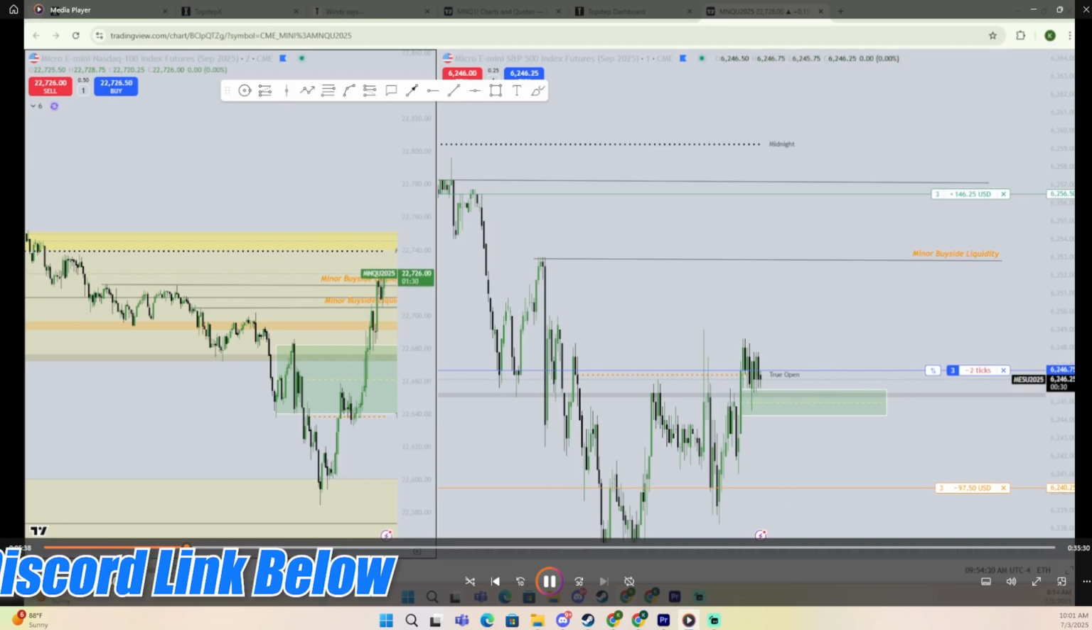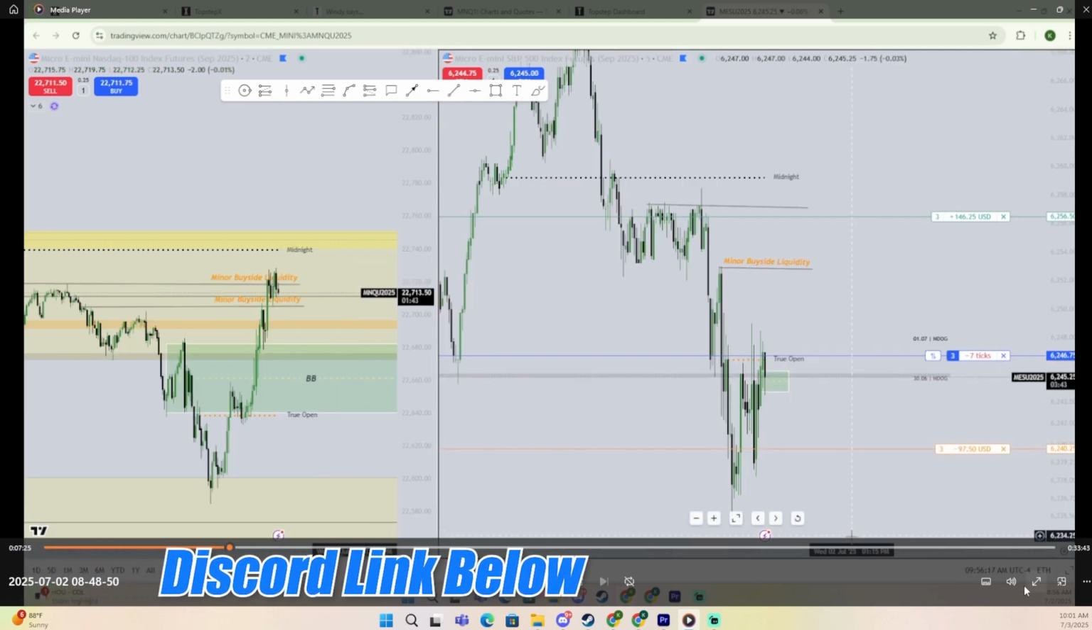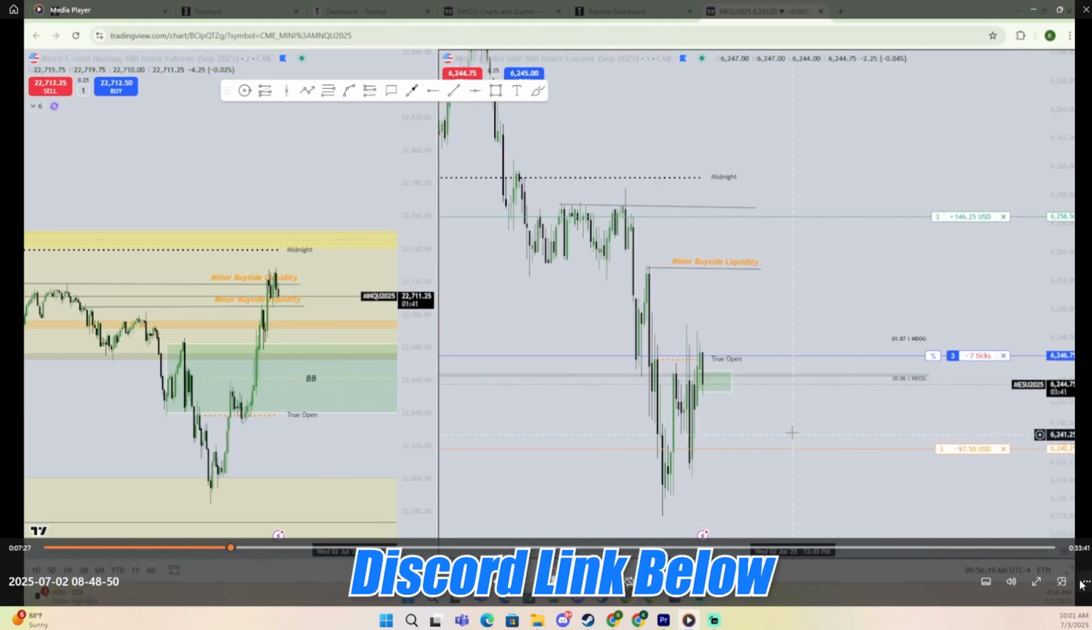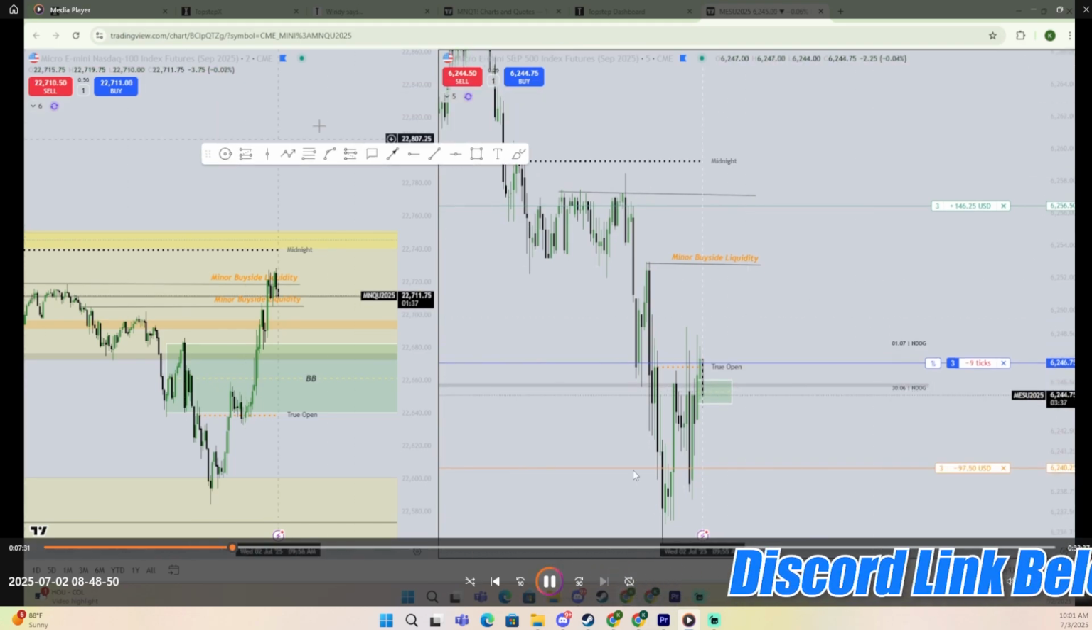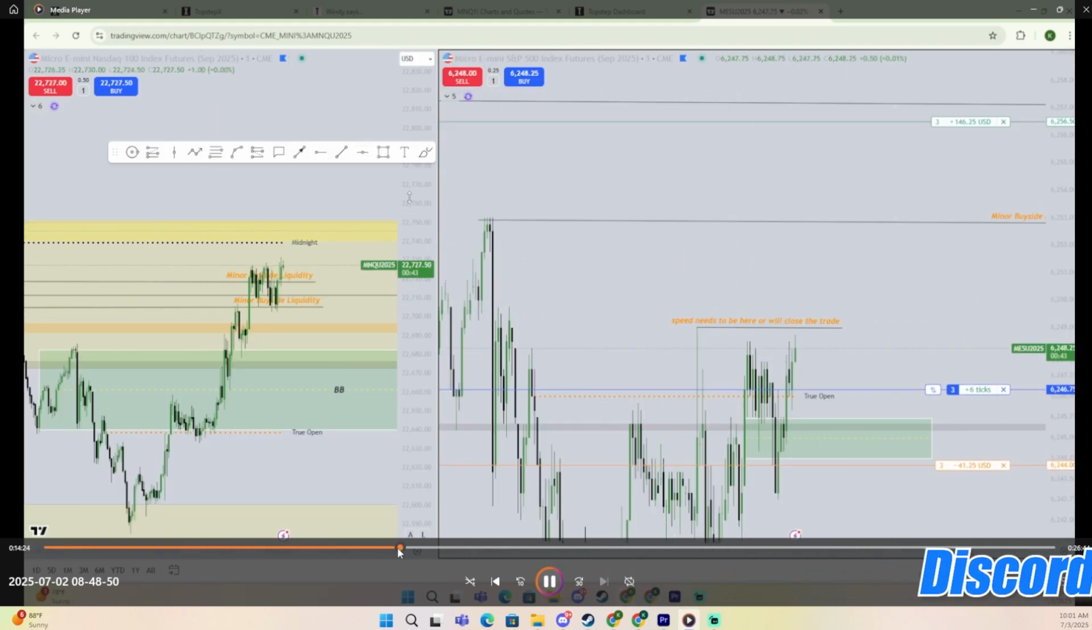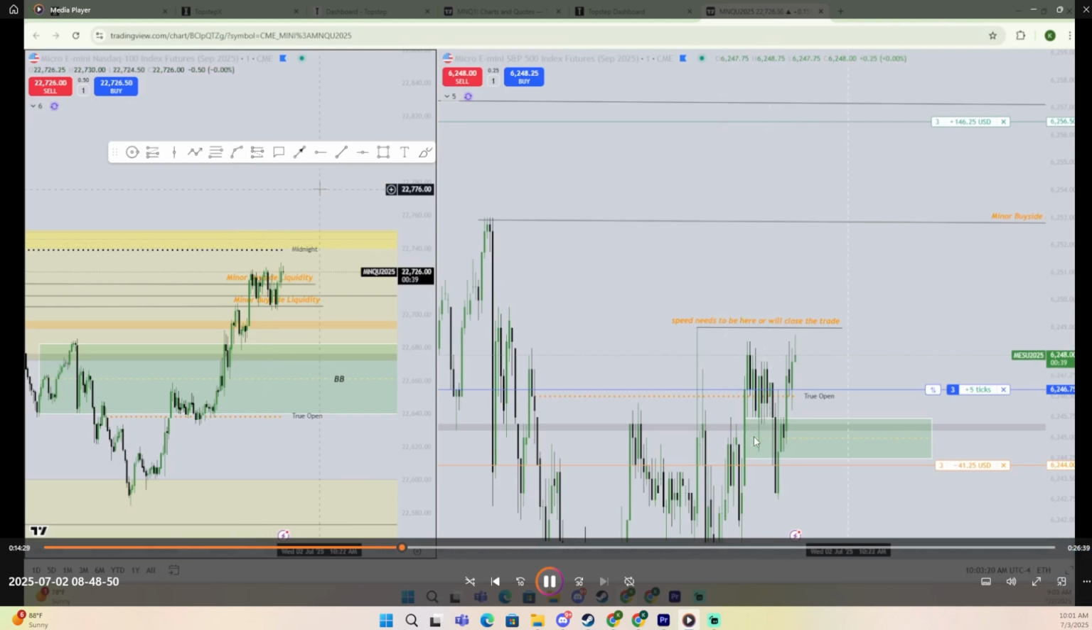So this is a trade, kind of just letting it play out. I want to kind of speed it up because I don't want this video to be long. Speed 1.2, I'll do 2. Okay, this is a 40-minute trade. So this is that. Again, going back for this fair value gap.